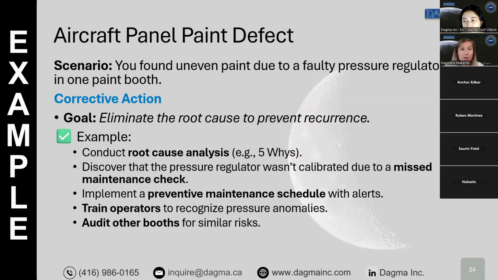Corrective action, the goal is to eliminate the root cause to prevent the reoccurrence. So in this example, we would conduct a proper root cause analysis, a minimum 5 whys in the aviation industry. Discover that the pressure regulator wasn't calibrated due to a missed maintenance check. We could implement a preventive maintenance schedule with some alerts that would come up to make sure we check for that. We could train operators to recognize pressure anomalies, and of course, audit other booths for similar risks. So a lot of things can be done to prevent the problem from happening again.